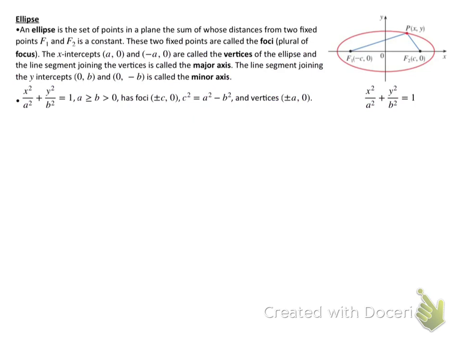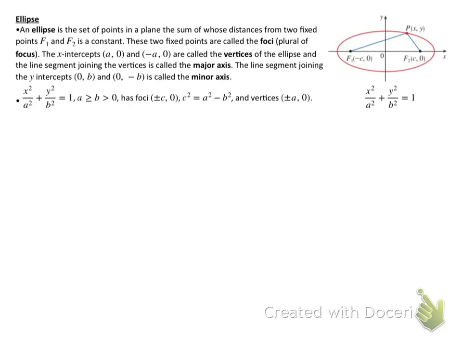Next type of graphs is ellipse. You get a parabola by fixing a line and a point, and finding the points that have equal distance to the line and the point, right? For an ellipse, you start from 2 points, and for all the points on the ellipse, if you look at the total distance to the 2 points, it is a constant.